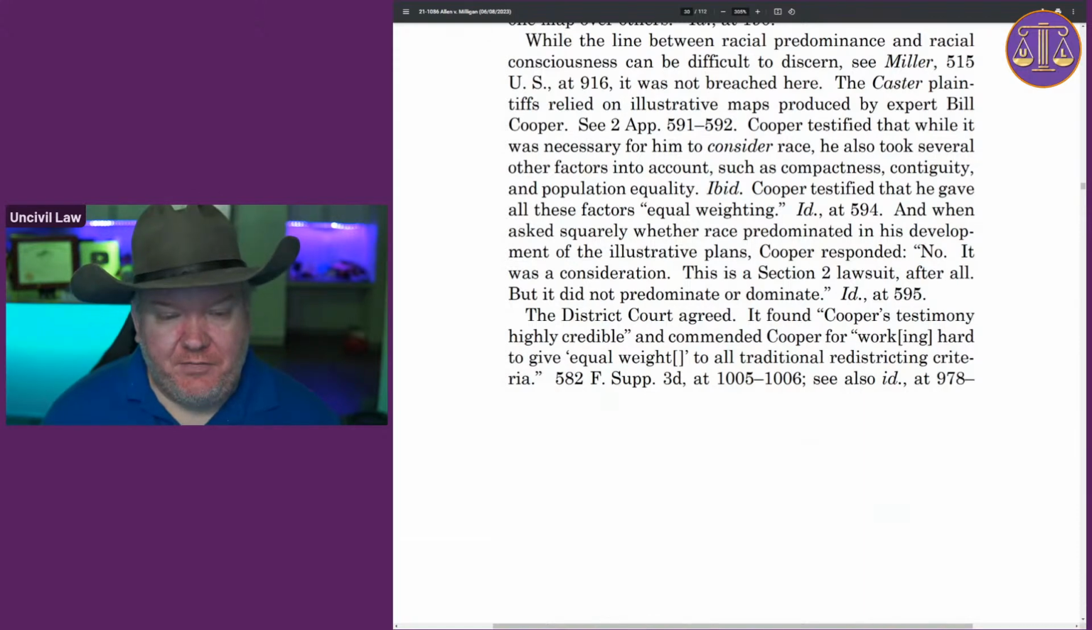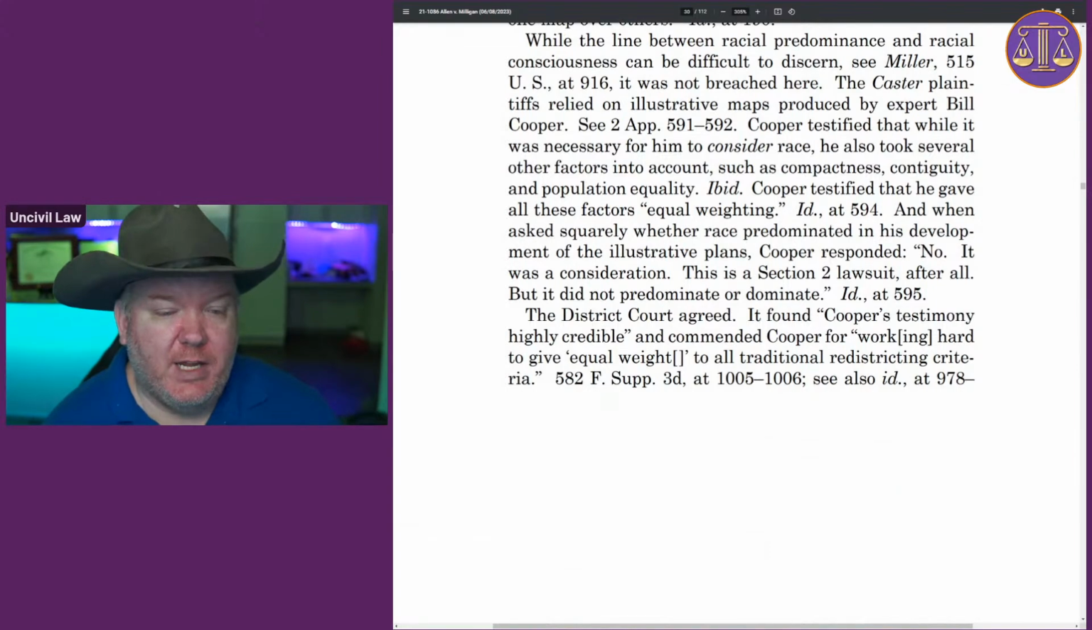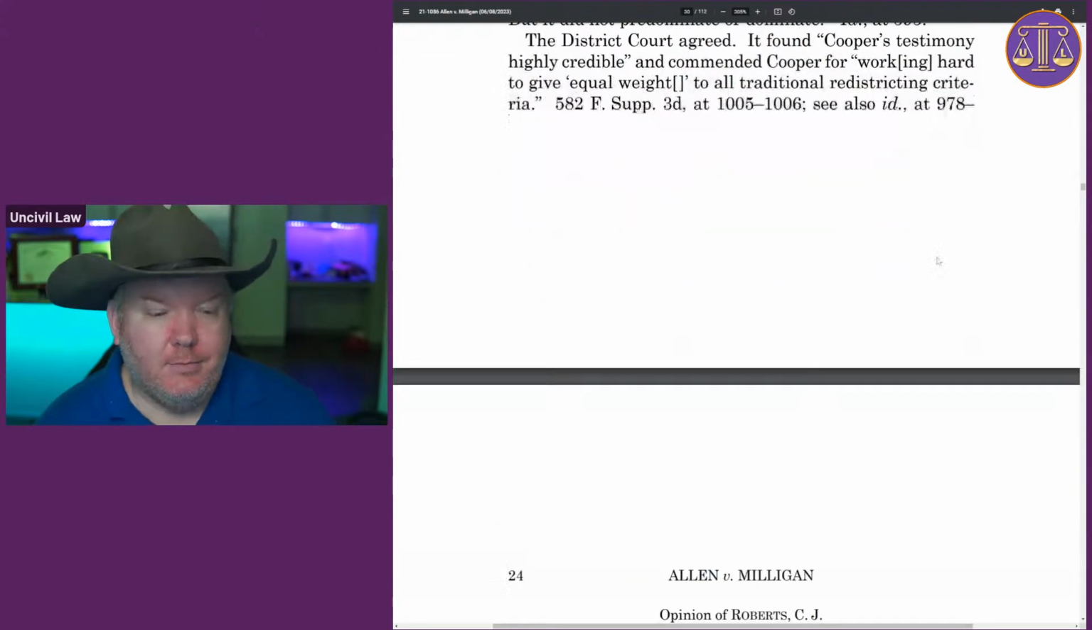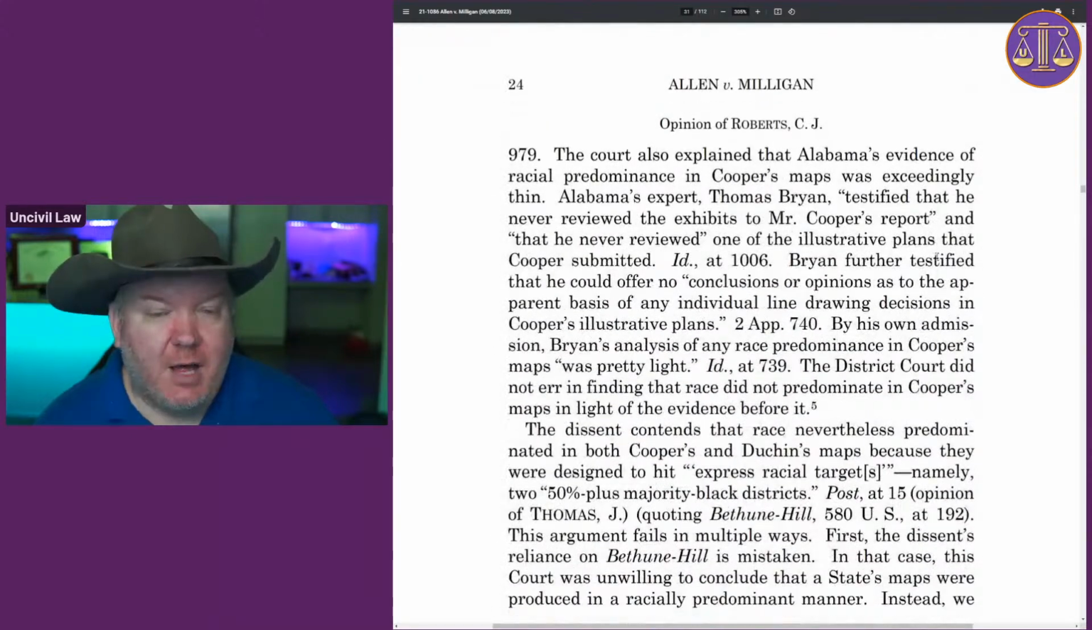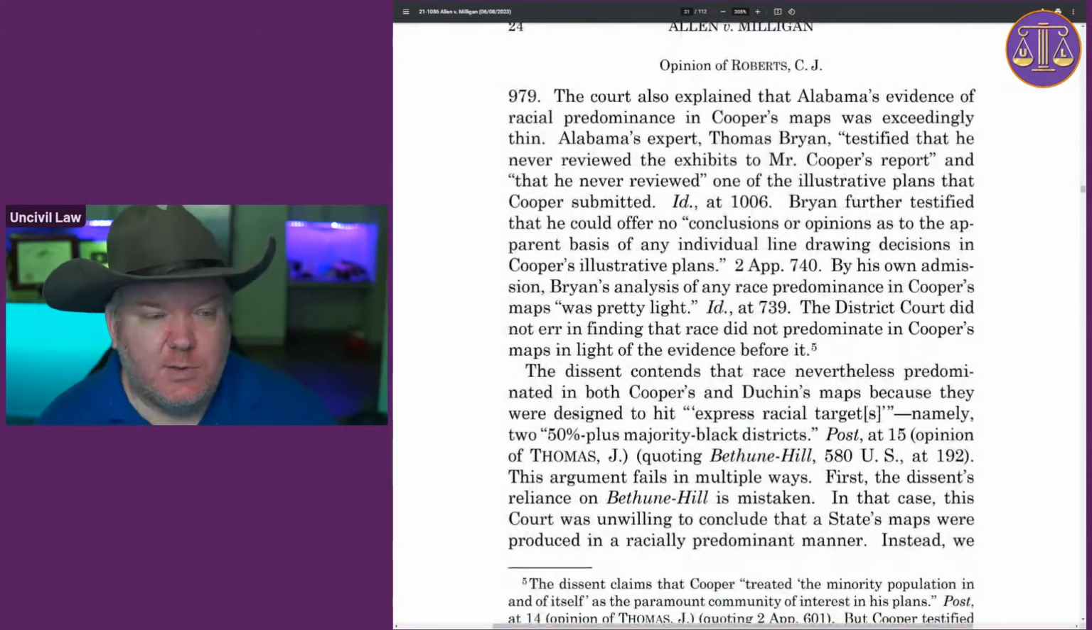The district court agreed. It found Cooper's testimony highly credible. It commended Cooper for working hard to give equal weight to all traditional redistricting criteria. The court also explained that Alabama's evidence of racial predominance in the maps was exceedingly thin. Alabama's expert testified that he never reviewed the exhibits to the report.